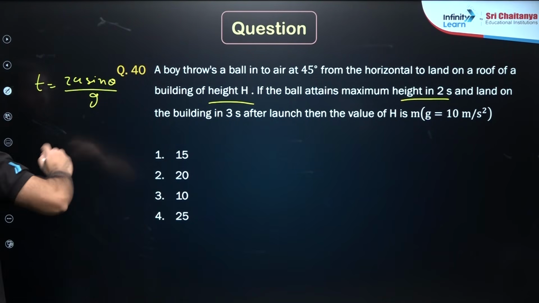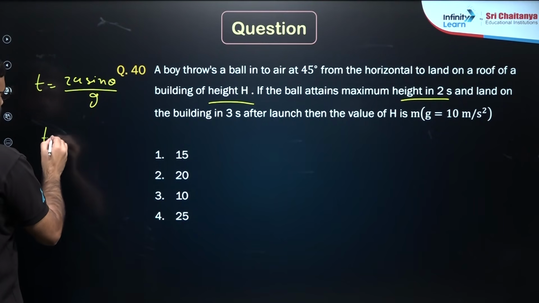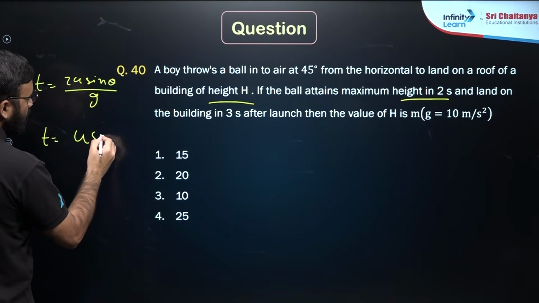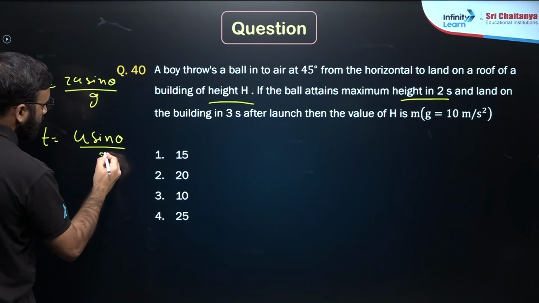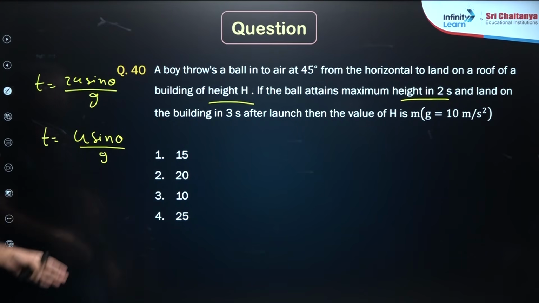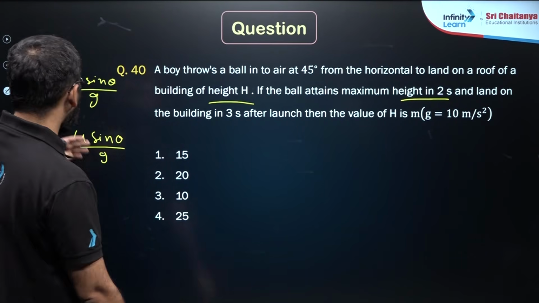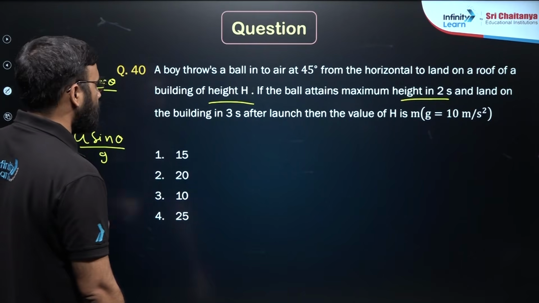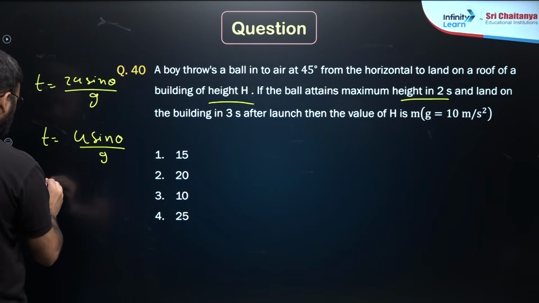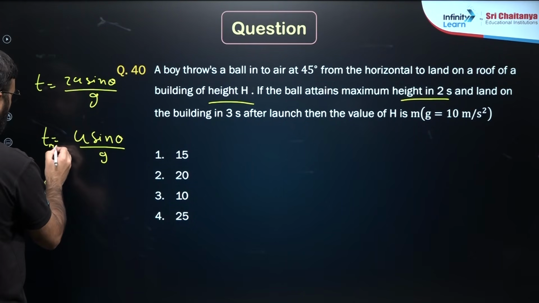So what is my time for the maximum height? T equals u sin theta upon g. Okay, so what is my angle? The angle is 45, and you can take g value as 10, and the time is 2 seconds at maximum.